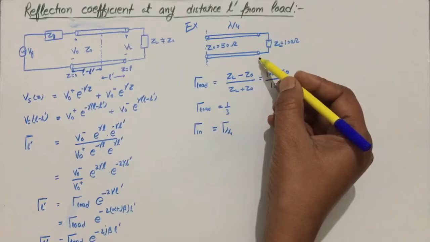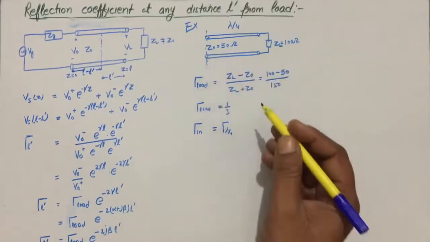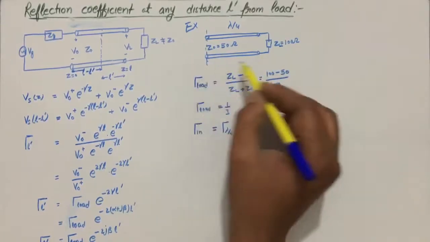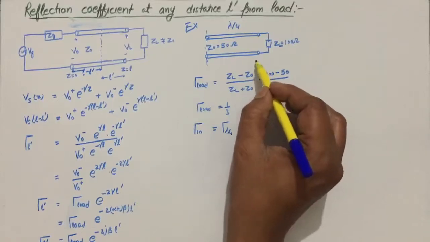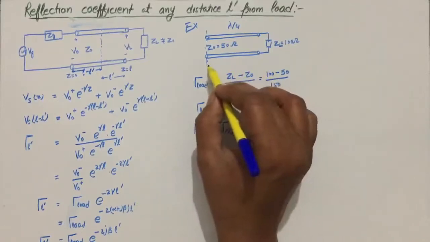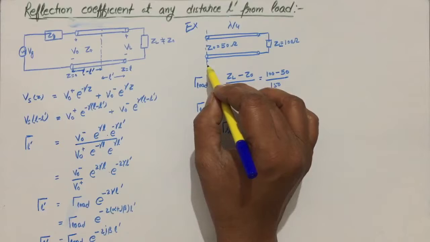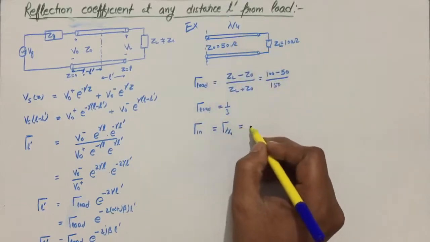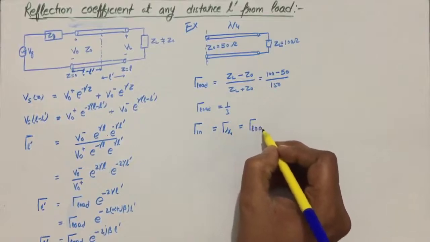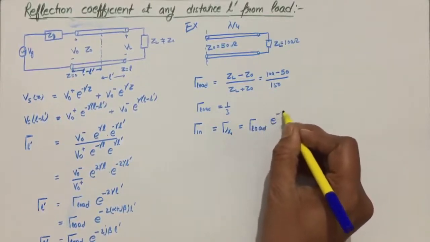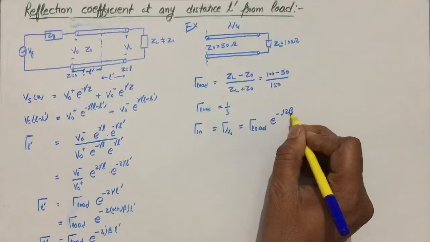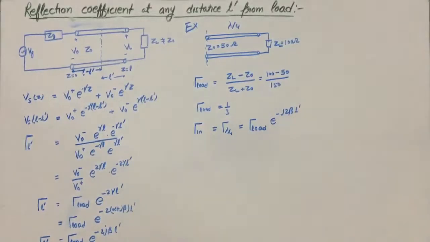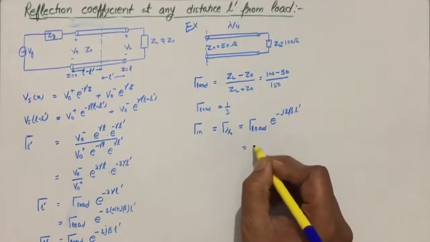L dash is the distance from here to here. It is considered as L, and the length from here to this point is considered as L dash. So that is lambda by 4. So at lambda by 4, we will say the reflection coefficient is the load reflection coefficient times e to the power minus j2 beta L dash, from this formula.